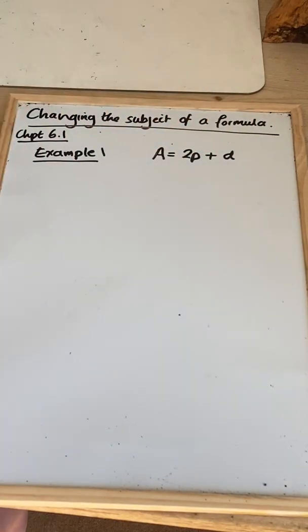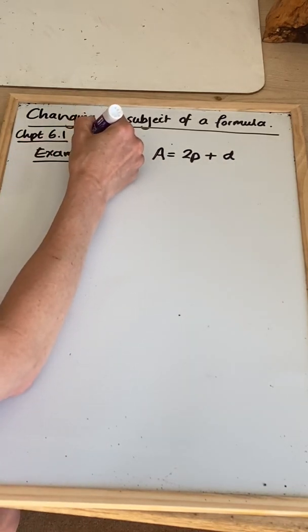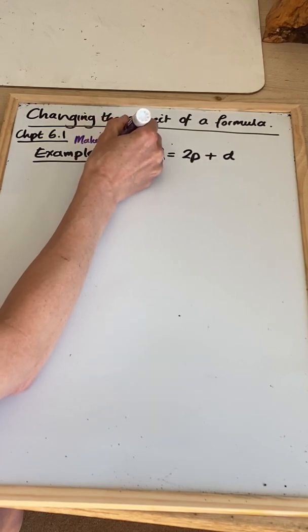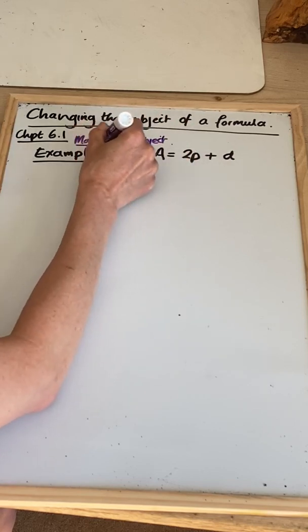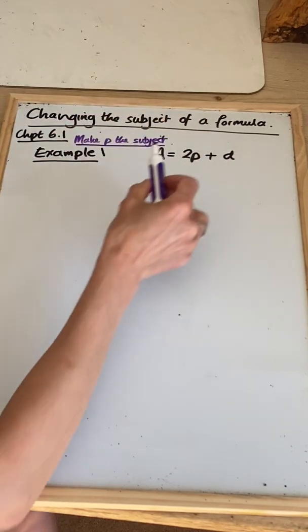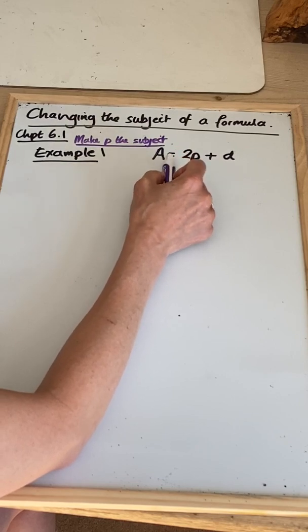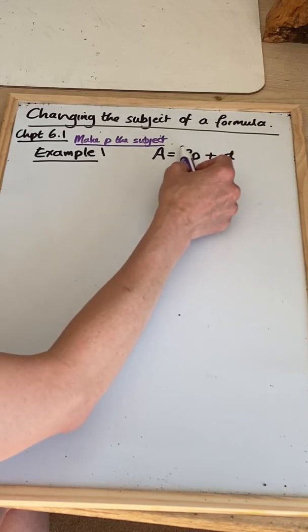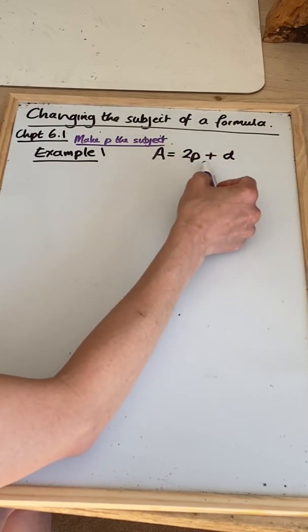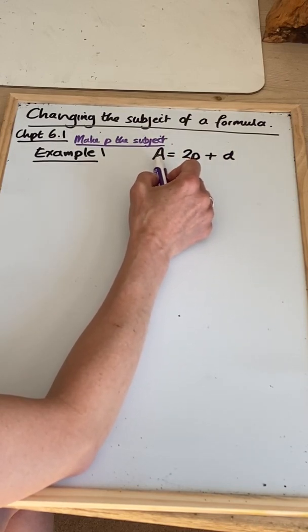Now what we're going to do here is we are going to make P the subject, and we're going to do that for the first few of these. So I'm going to make P the subject at the top here. Now what does that even mean? Well, at the moment in this formula, A is the subject, and that's because it's the letter that's sitting on its own to one side of the equals sign. And then there are various letters, variables as we call them, on the other side of the formula over here. So at the moment, A is the subject.